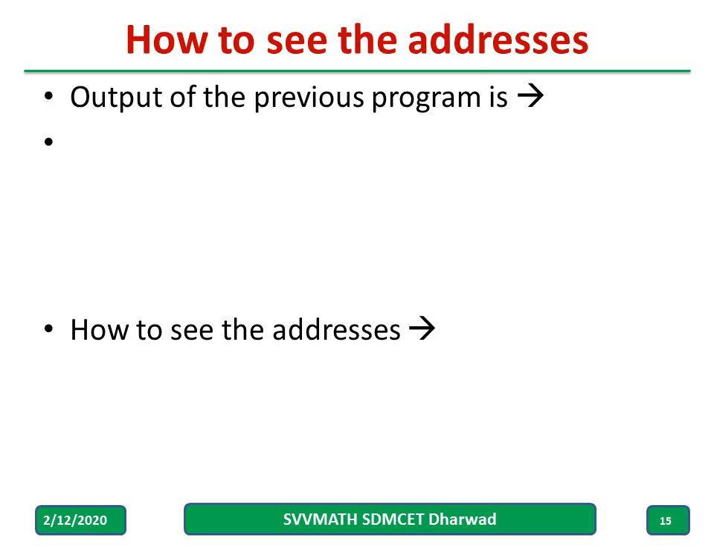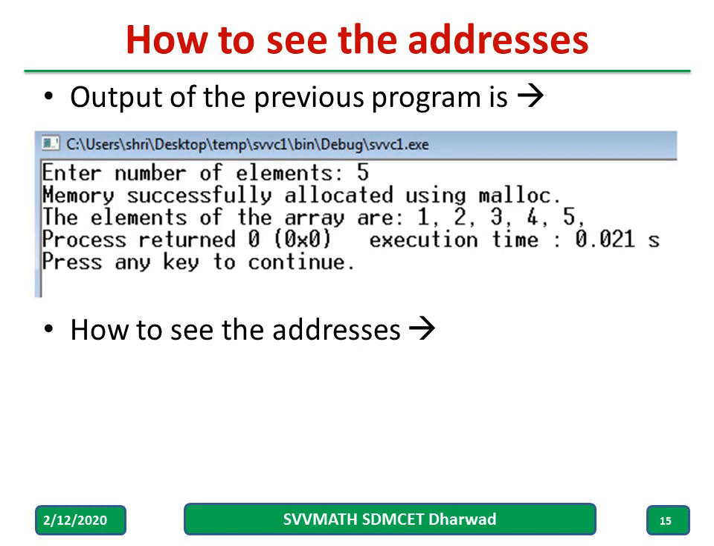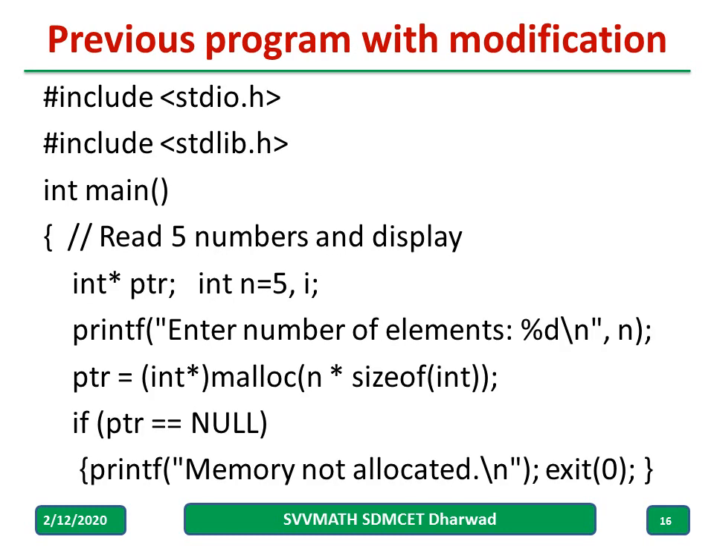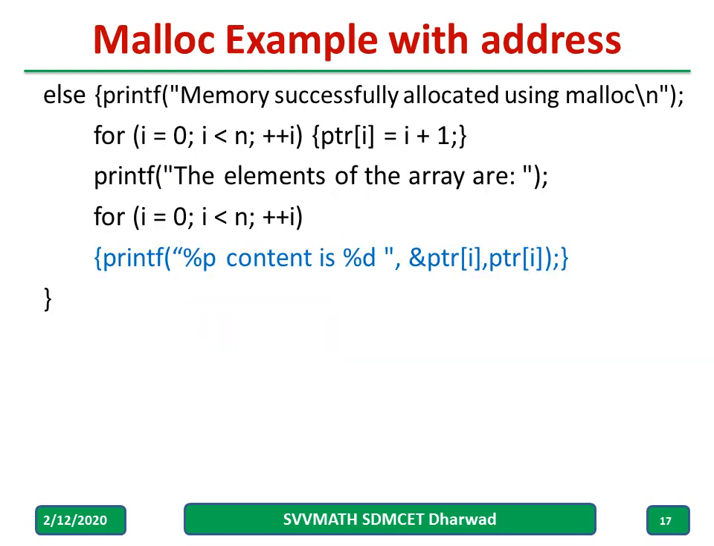Now, how to see the addresses? Where has it stored? For that, see this program. This slide will remain the same. Now, only this I have changed. What are the changes? Instead of pointer of i, I am including this ampersand pointer of i. Instead of %d, now I am writing %p. This is only a one line change.